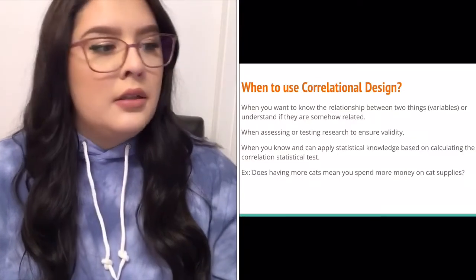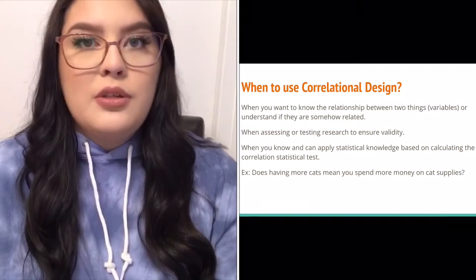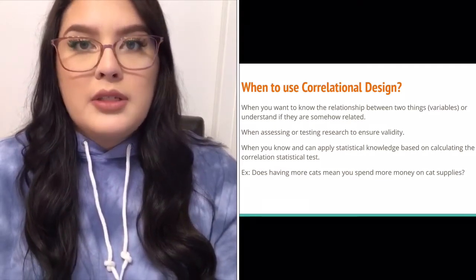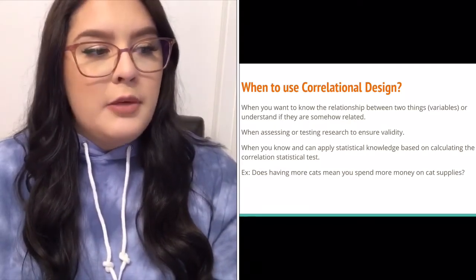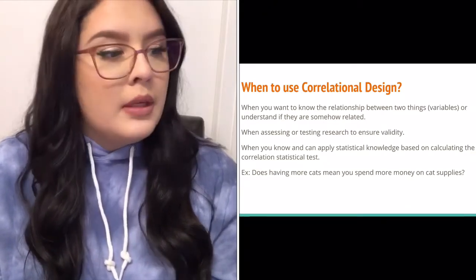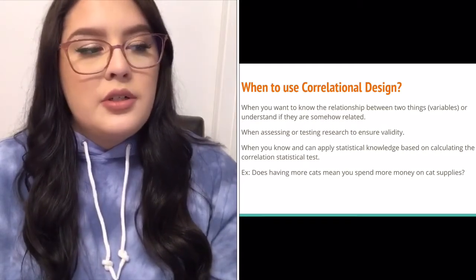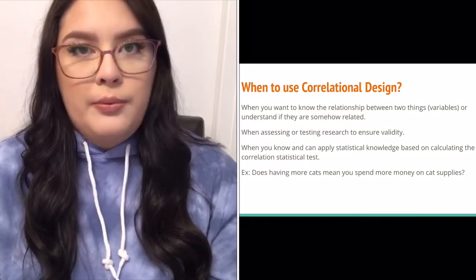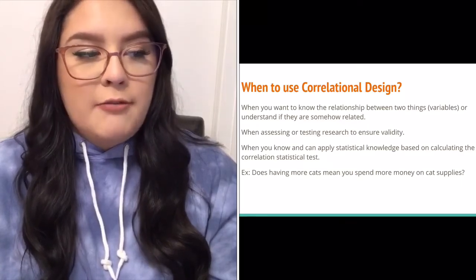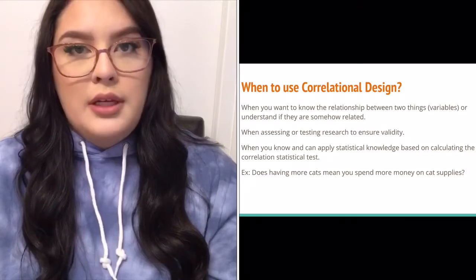Correlational design is used to find the relationship between two variables. So for example, does having more cats mean you spend more money on cat supplies, and are they related somehow? Correlational design is also used when you want to test research to find out if the details are true. And lastly, it's used when you have basic knowledge of a subject or are seeing a connection between two things.